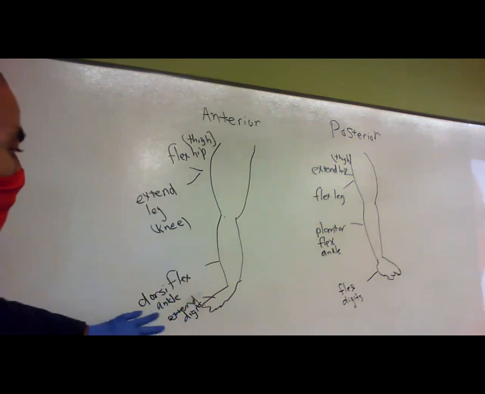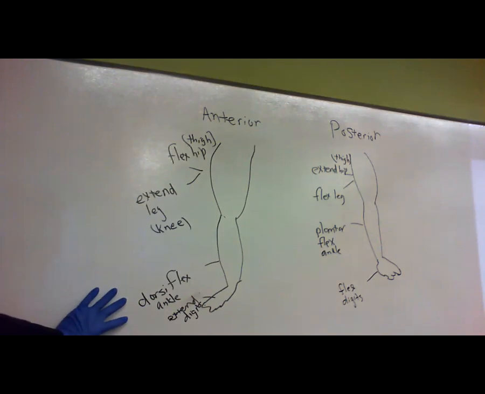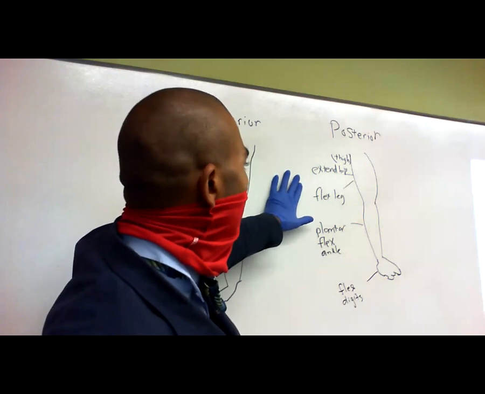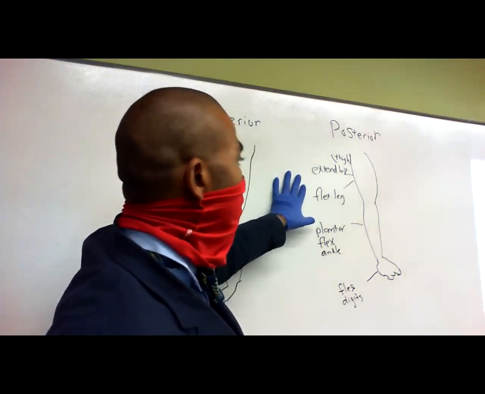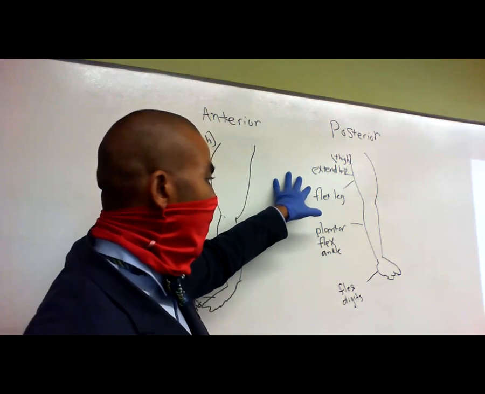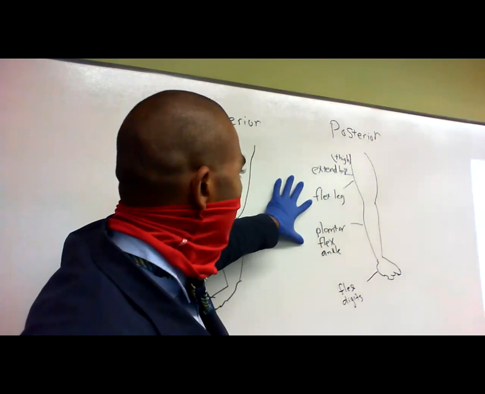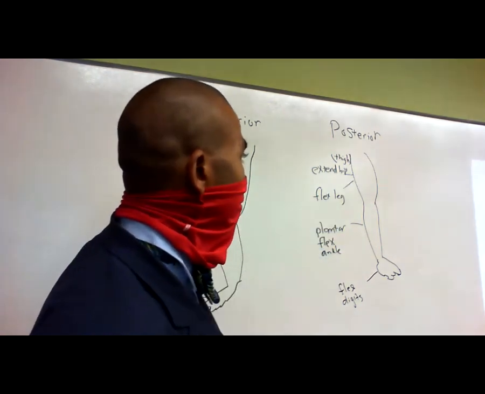Muscles in the lower leg, if they contract, okay, they're going to dorsiflex your ankle, dig in your heel. Muscles on the superior surface of your foot, the top of your foot, if they contract, they will extend your digits, your toes. On the posterior surface, muscles in the upper leg, they can extend your hip. Okay, so if they contract, they can extend your hip or your thigh. They can also flex your leg. Okay.